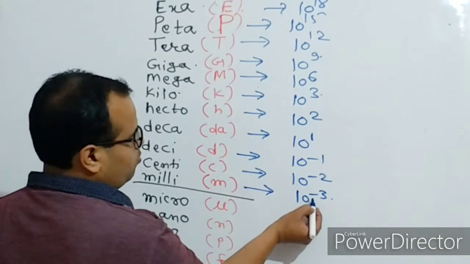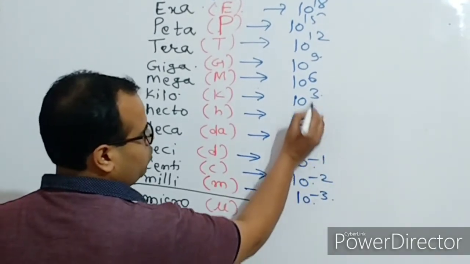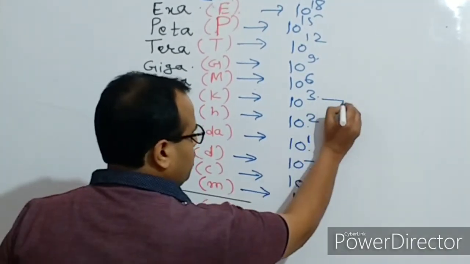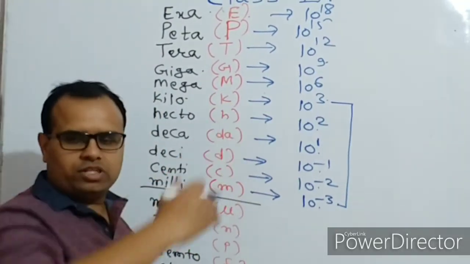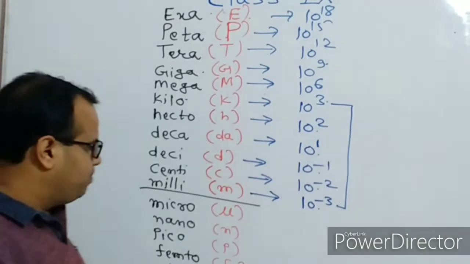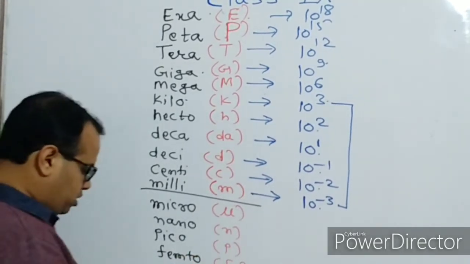So you can see here minus 3, minus 2, minus 1, 1, 2, 3. Like this it goes up to here. After that 6, 9, 12, 15, 18. So after that it increases with a gap of 3. Okay. Now as far as the others are concerned, micro.